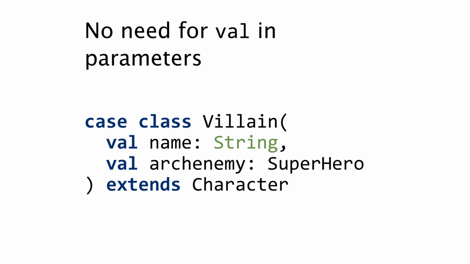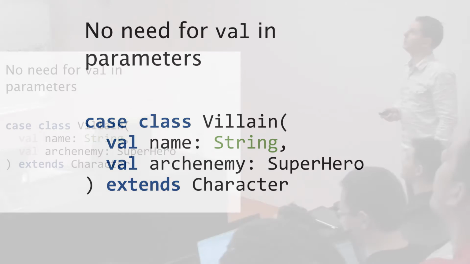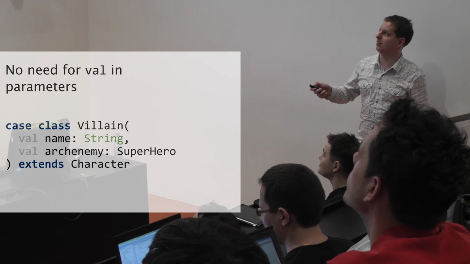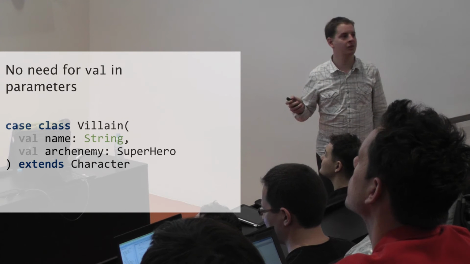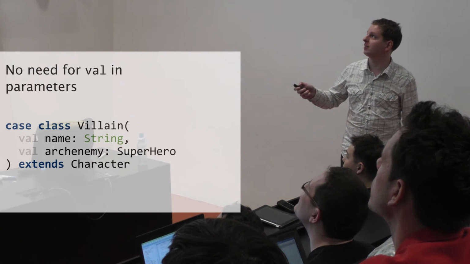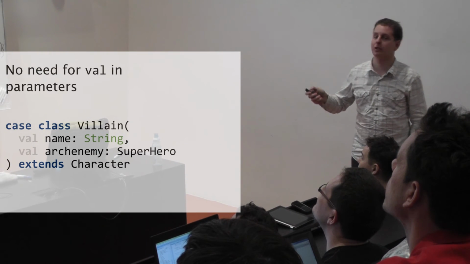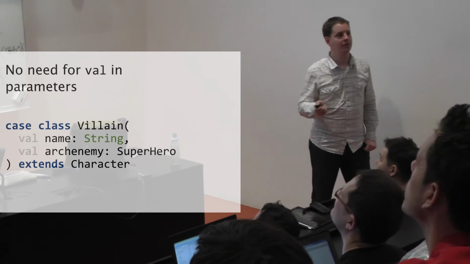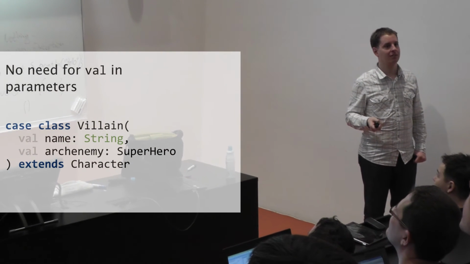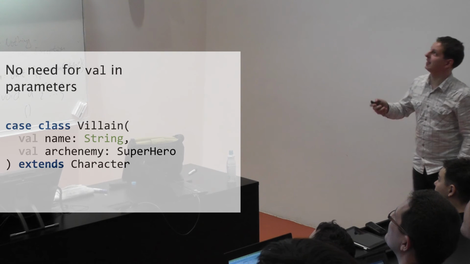So, if you put a magic case keyword in front of your class definition, there are a couple of extra goodies you get. The first one, there is no need to write this val keyword. Is there anybody who doesn't know what it means if you write class Villain(val name: String)? Okay.